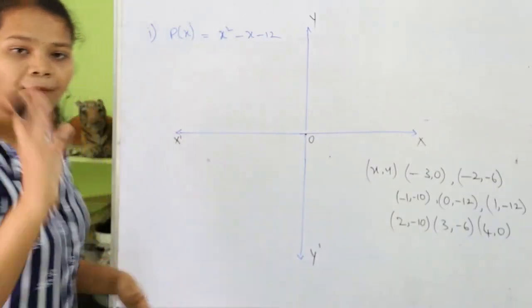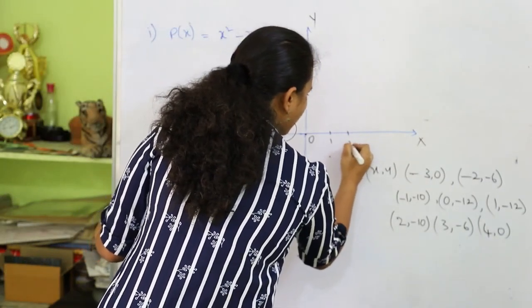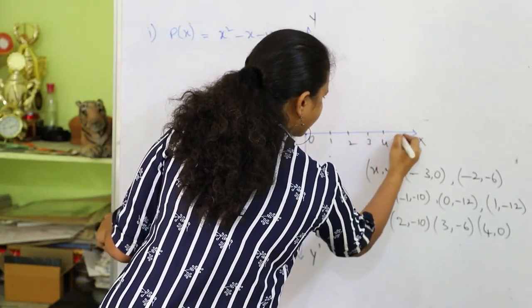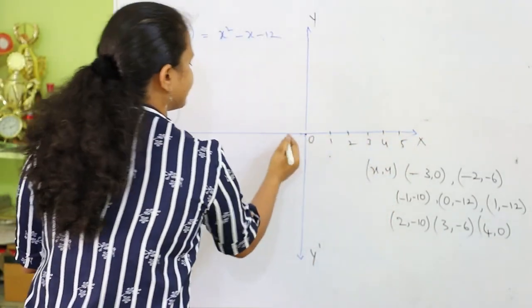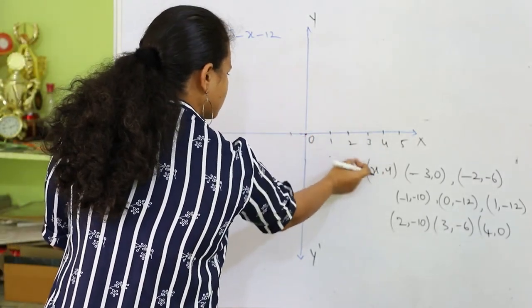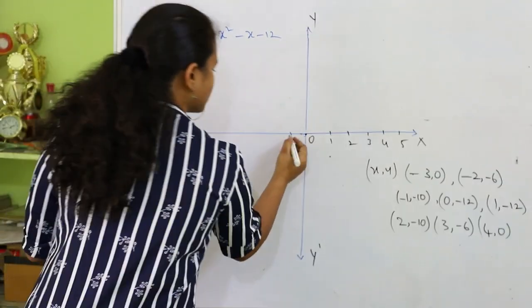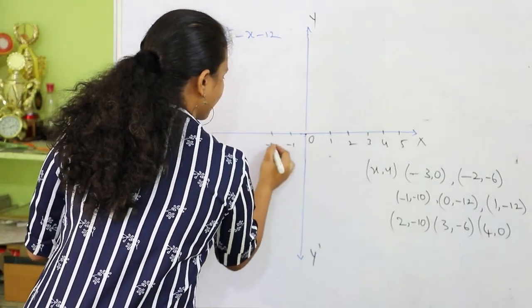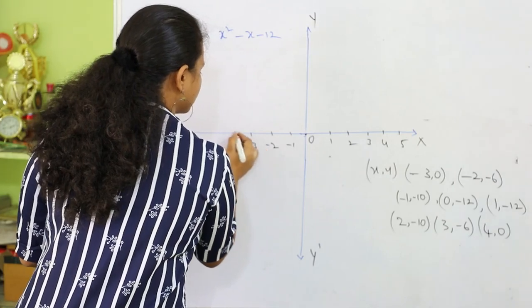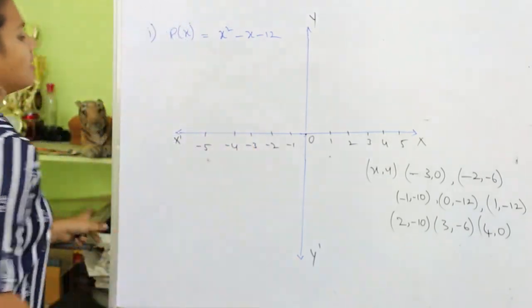So what you do is, the points that we take over here, I would like to take 1, 2, 3, 4, 5. On the other side you go for minus 1, because here we must place all the positive values and here the negative values should be placed. So you make minus 1 over here, minus 2, minus 3, minus 4, minus 5. That's all. Okay.